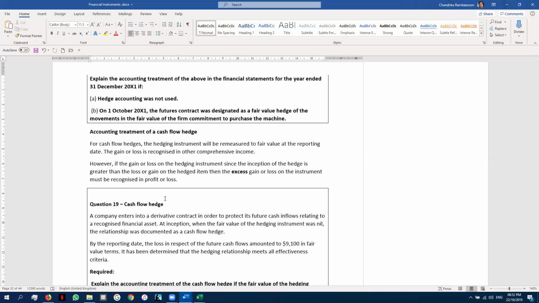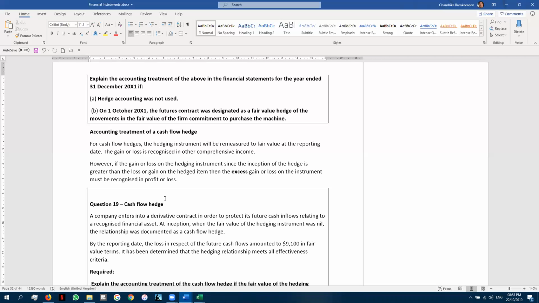However, if the gain or loss on the hedging instrument, like the futures, since the inception of the hedge, is greater than the loss or gain on the hedged item, then the excess will be recognized in P&L. So for example, let's say this hedge was designated as a cash flow hedge, and there was a gain on the hedge instrument of $100,000, but there was a loss on the hedged item itself of 90. Then the difference, the excess, would be recognized in P&L.